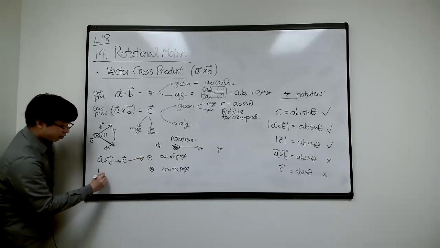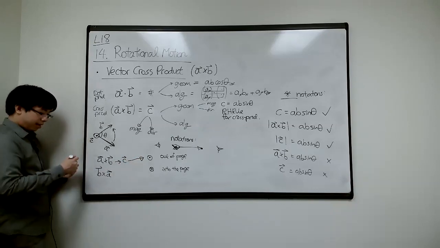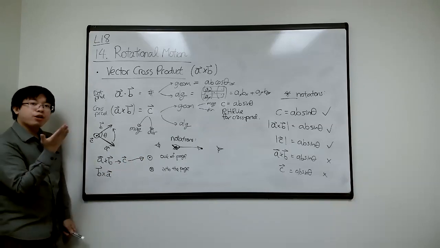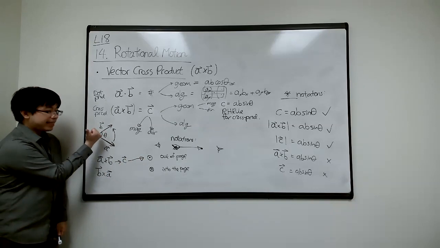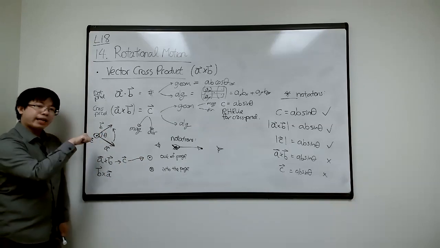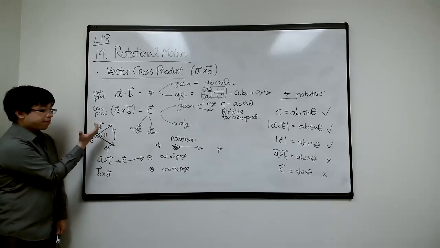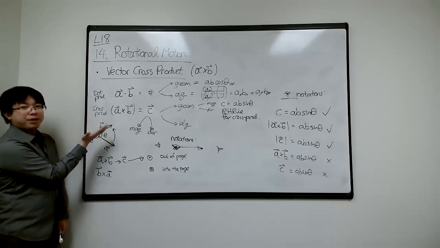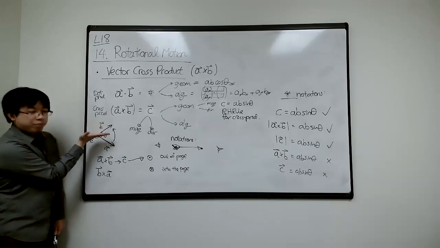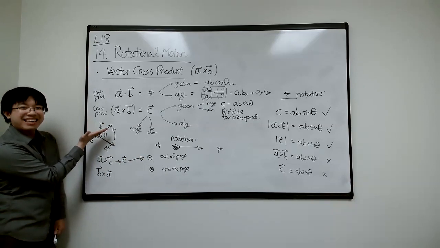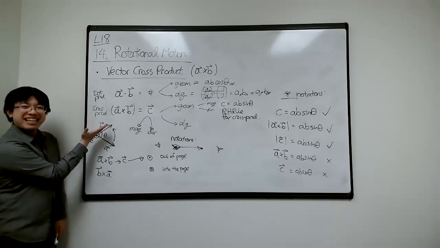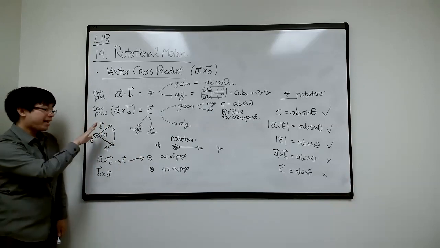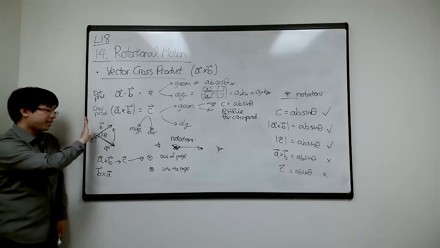Now, if you do B cross A, right? So this time you want to wrap your right hand from B to A, right? So the result is either your thumb pointing out or in. So now if your thumb's pointing out and you try to wrap your hand from B to A, you will probably break your hand. So don't do that. I'm not responsible for any damages you do to yourself. So what if you stick your thumb into the page first, right? Into the board like this.